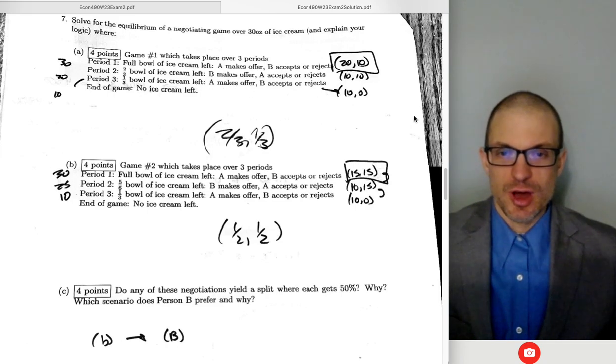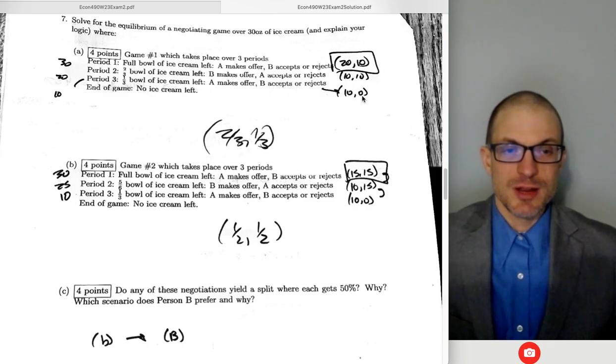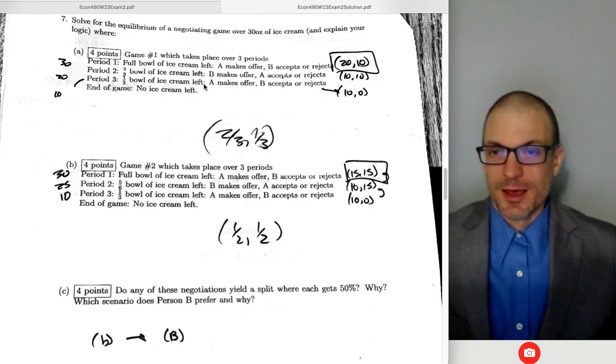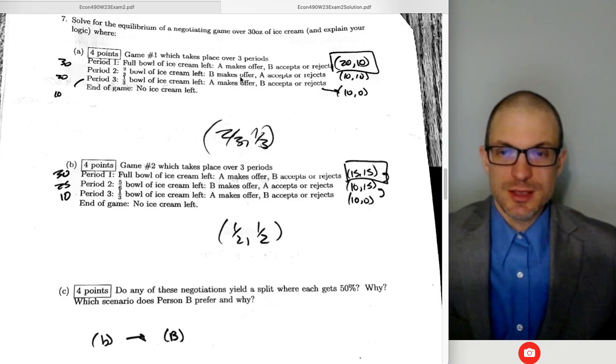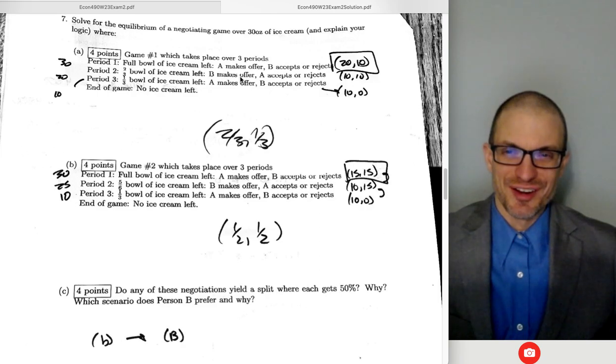Person A is going to make the offer of 10-0. B will accept because we'll say B is indifferent between getting 0 from the offer or getting 0 from rejecting. So A is going to guarantee themselves 10, which means when B is making the offer, if we can figure this out, B can figure out that A is counting on getting at least 10. So of the 20 remaining, 10 has to go to A, and then B proposes keeping 10 for themselves.